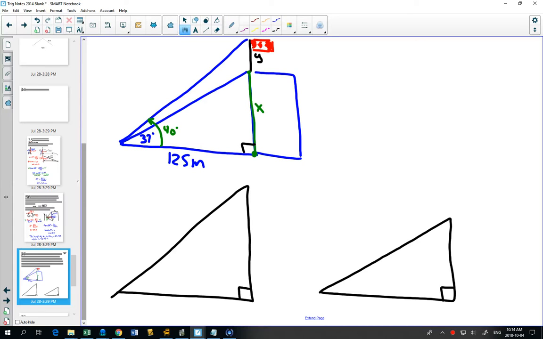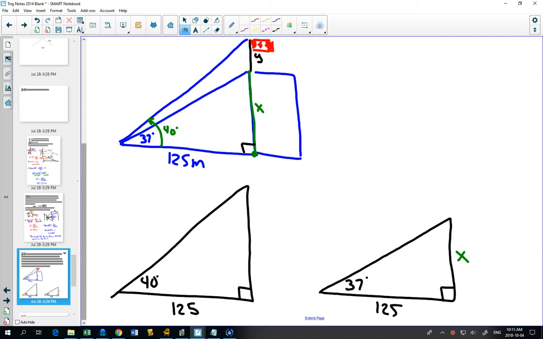Let's label what we know on these triangles. This angle on the big one is 40 degrees. This angle on the smaller one was 37 degrees. We know that it's 125 on both of them. So unlike the questions we've done so far, on both of these right-angled triangles, we can solve for everything. What are the things we want to solve for? We want to solve for x. Oh, my green x, that would be this side over there.